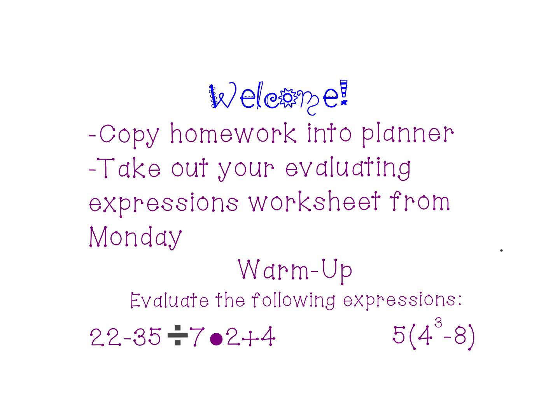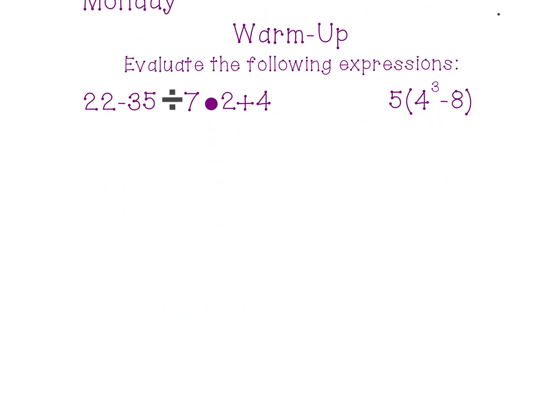All right, so for this first one, 22 minus 35 divided by 7 times 2 plus 4. Remember, we've got order of operations, and we wrote it this way. Who can remind me why we wrote the multiplication and division and the addition and subtraction next to each other? Caleb? Because multiplication and division comes before addition. Yep. You're right. Multiplication and division comes before addition and subtraction, but why did we write these side by side instead of up and down?